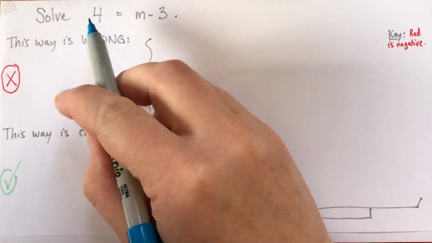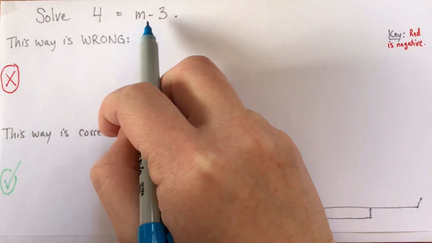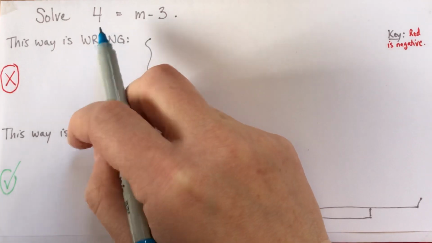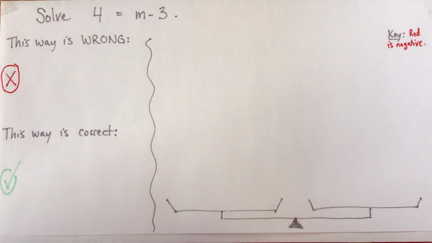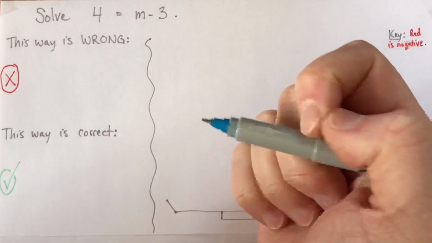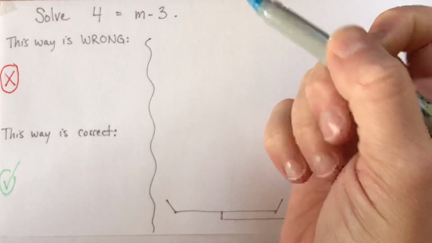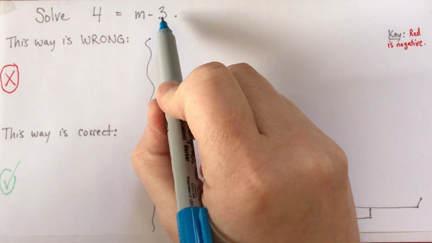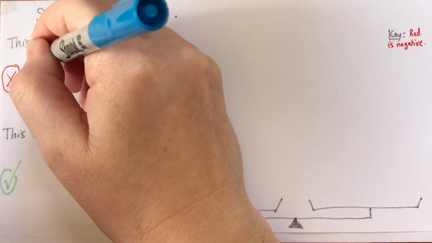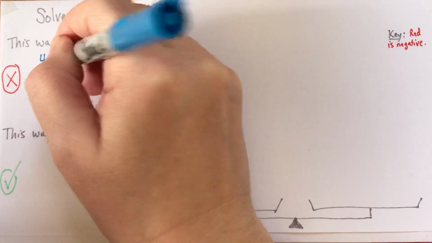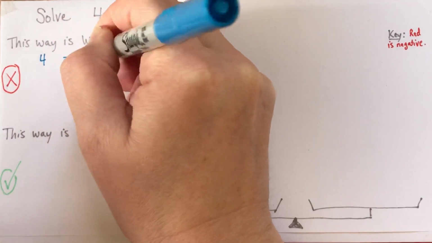Okay, so the equation says 4 equals m subtract 3. Well, 4 is the same as m take away 3. So a lot of people, and I'm going to start with the wrong way first, will look at this 3 over here and say, well, I want to get rid of that. So first let's copy the equation here. 4 equals m subtract 3.